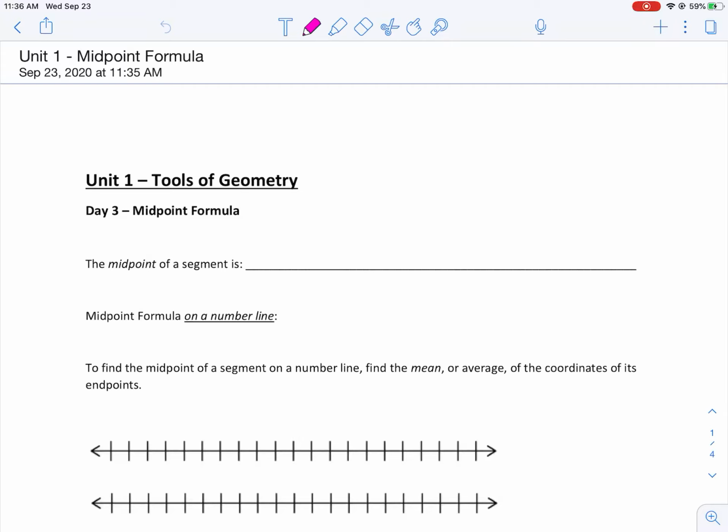Welcome back, everybody. This is day 3 of Unit 1, Tools of Geometry. We're going to be talking about the midpoint formula. Okay, so what is the midpoint formula?